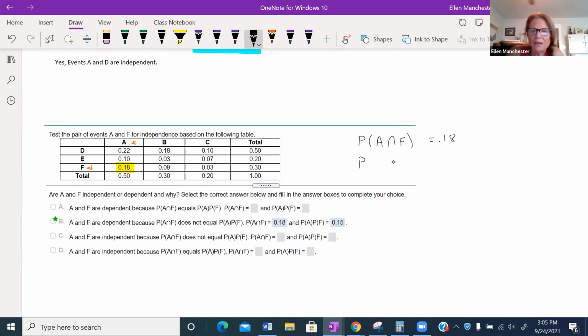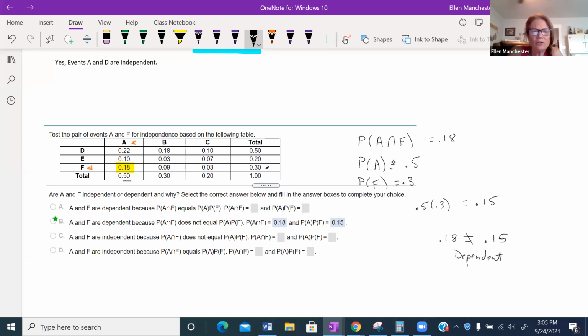And then you're going to get those values independently. The probability of A is 0.5. The probability of F is right here, 0.3. When I multiply 0.5, we already did one like this, times 0.3, we get 0.15. Well, 0.18 does not equal 0.15. So these are dependent.